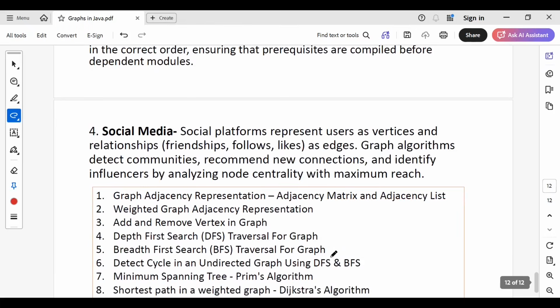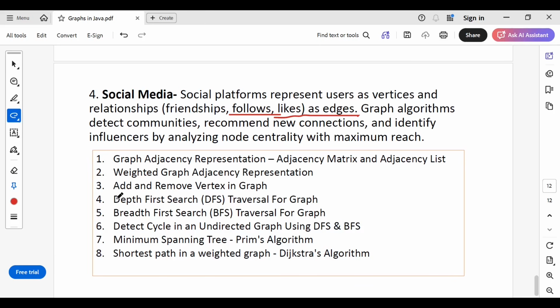Then of course your social media, where again graphs are used quite extensively. All your connections, right, friends, likes, follows, all that is represented as a graph. So these are some programs, beginner level you can say, where you can start using graphs.